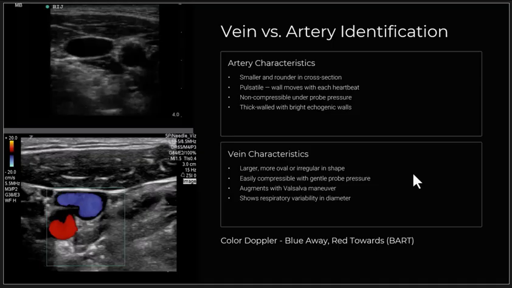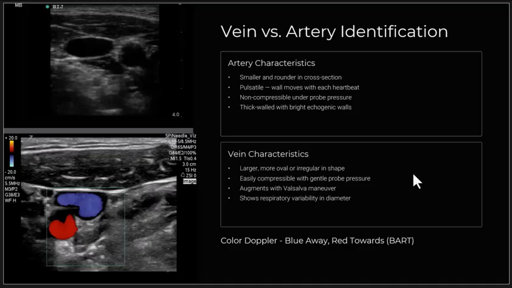The artery is also going to have a thicker and brighter wall, more so compared to the vein. The veins tend to be larger, often more oval or irregular in shape, and very easily compressible with probe pressure. If you had the patient take a deep breath and hold their breath, or even Valsalva, that's going to make that vein even more prominent, maybe a little bit bigger.